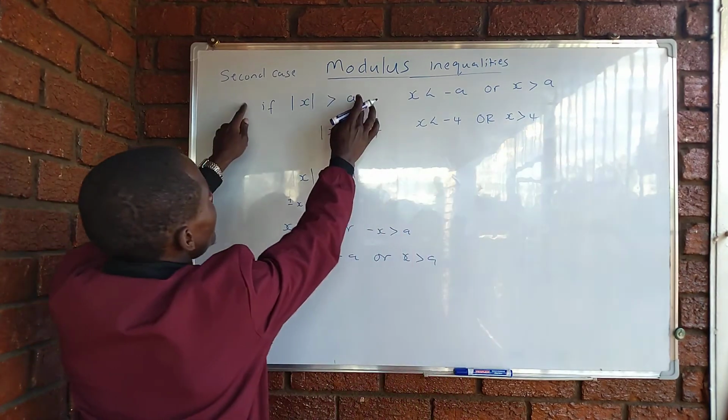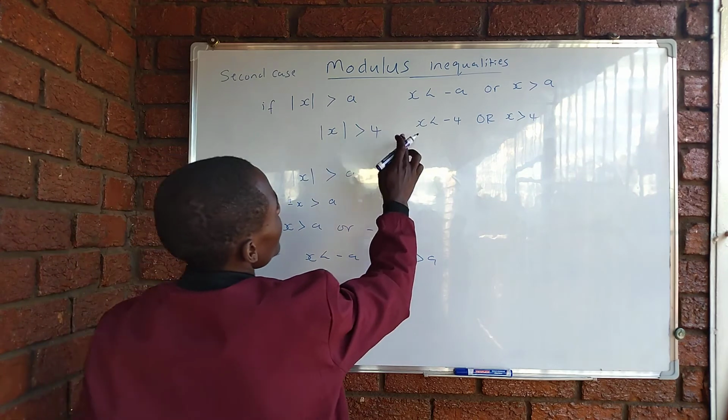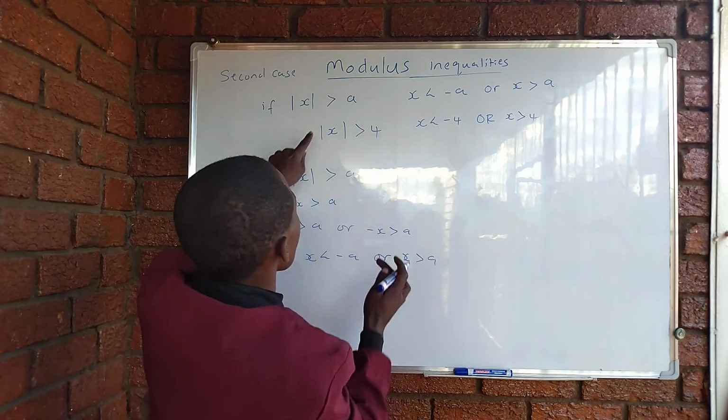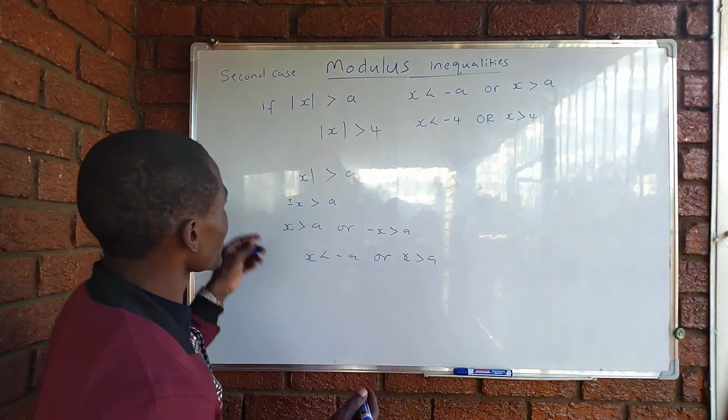Then I'll do the greater than sign. For example, if you are given modulus x is greater than 4, you say x is less than minus 4 or x is greater than 4. Simple. So that's for my examples.